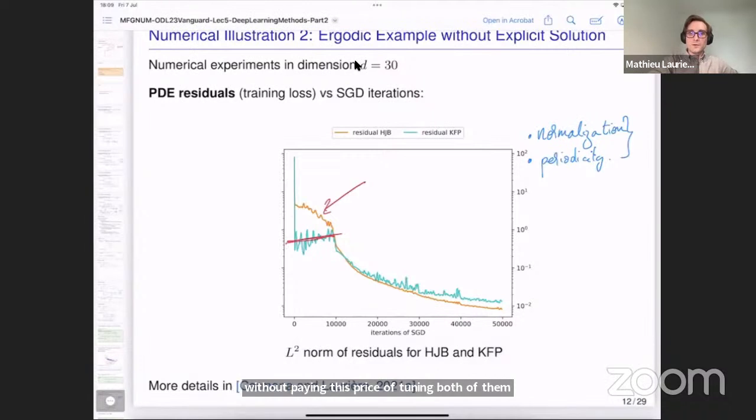Any estimation of time of computation? It's a good question, thanks. I don't remember for this experiment.